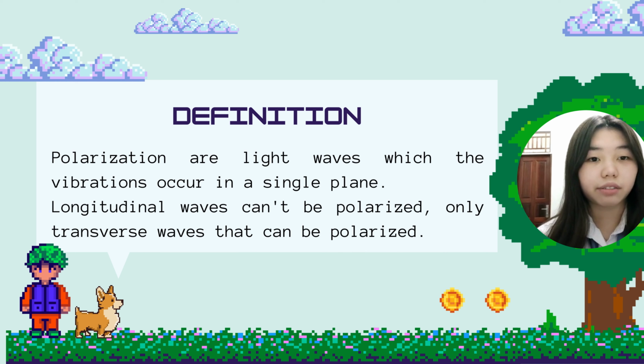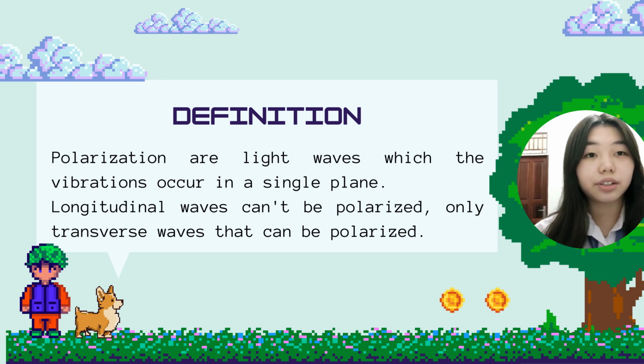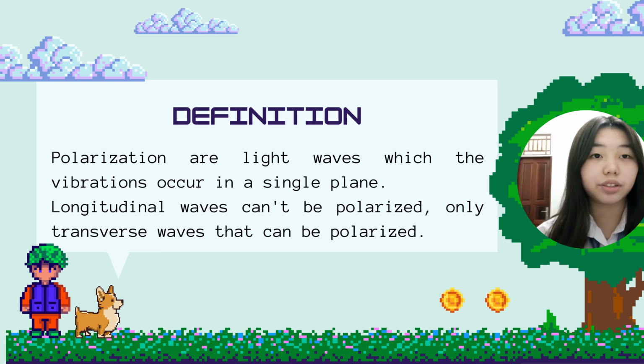Polarization in waves, such as light waves, is when the vibration occurs in a single plane. Only transverse waves can be polarized, not longitudinal waves. Longitudinal waves are when the direction of the oscillation is parallel to the direction of the wave, while transverse waves are when the direction of the oscillation is perpendicular to the direction of the wave.